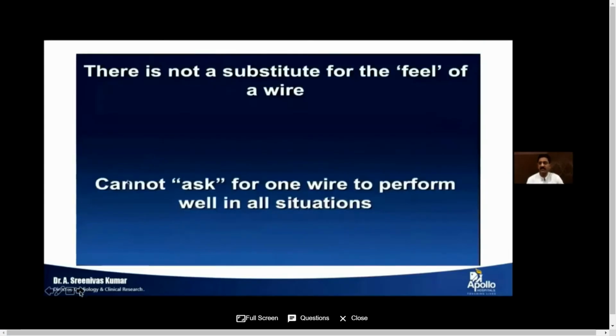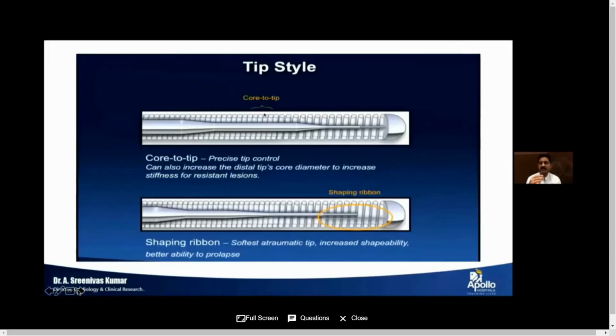And one thing which is very important: apart from whatever the engineers make about the wires, there's no substitute for the feel of the wire, what you get at the end. That's what you get with experience. So one wire cannot always perform all tasks. That's why we have different types of wires.